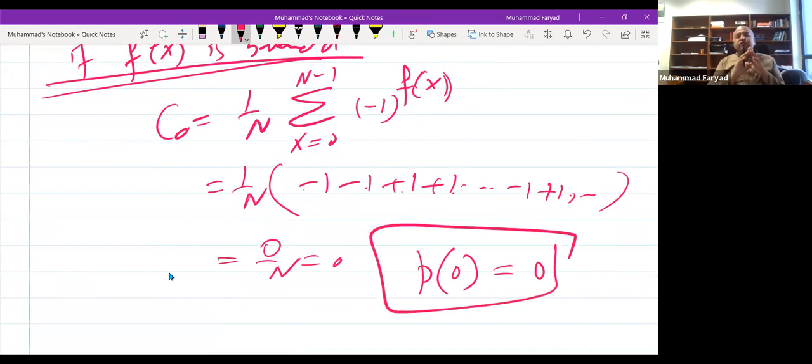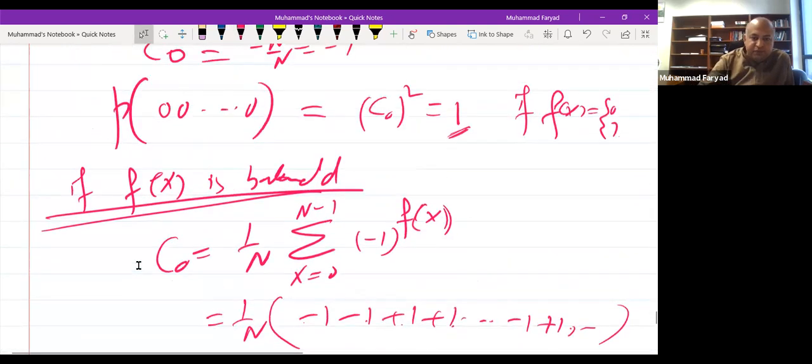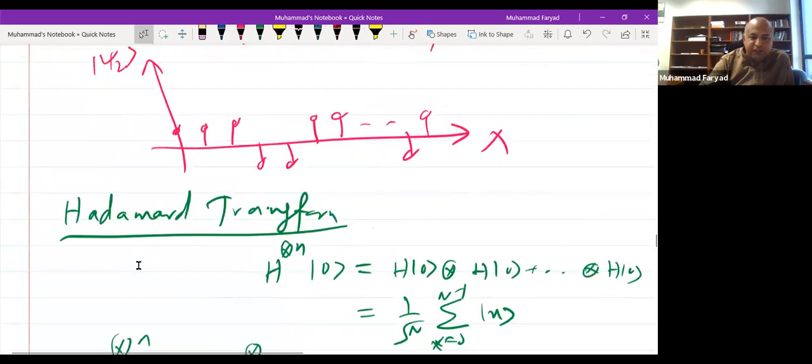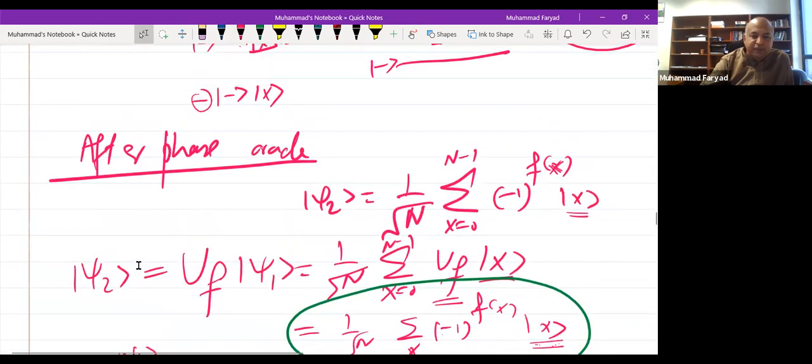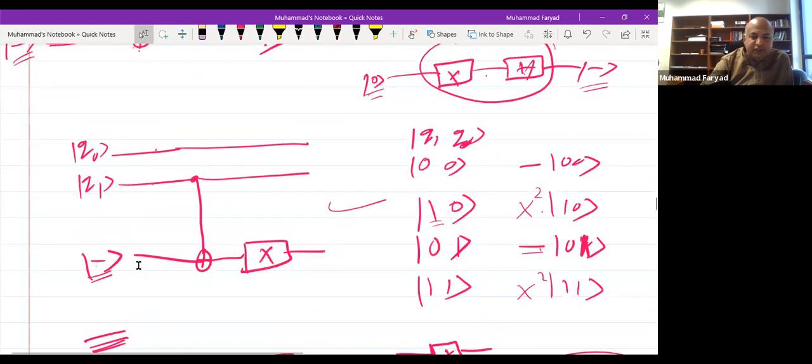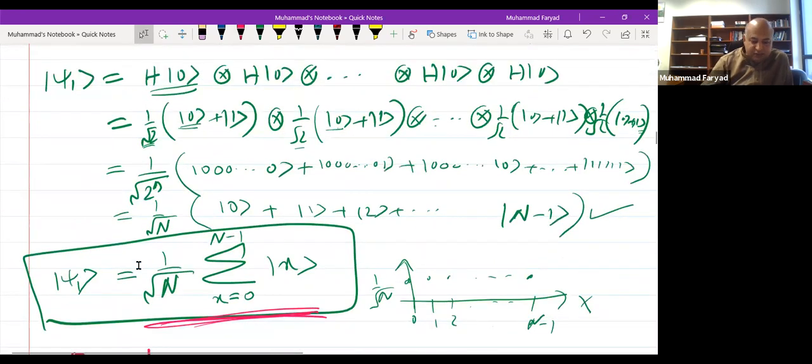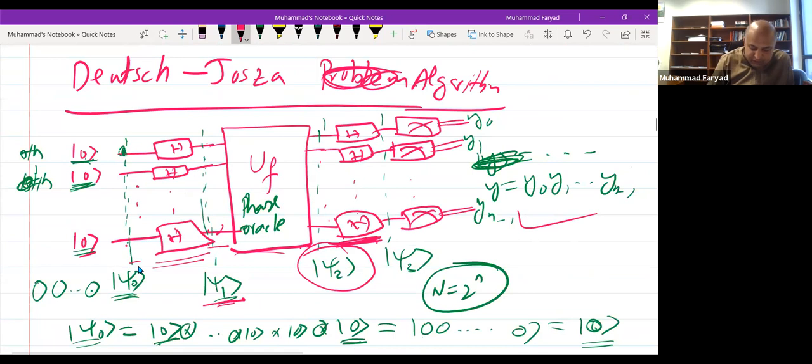So if you do a measurement and you don't find the output state in 0, 0, 0, it could be anything else. It could be 0, 1, 0, it could be 0, 1, 1, it doesn't matter. If it is not 0, then it's a balanced function. And you see that a quantum computer is able to solve this problem in a single query, because we access that black box only once when we pass this superposition state to it, and then we got the output.